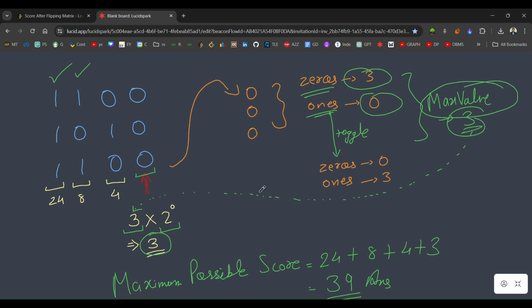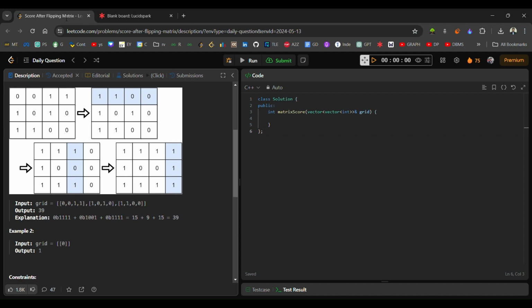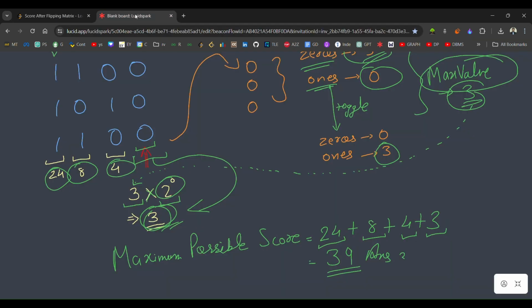3. So 3 into 2 raised to power 0 will give 3. Why am I taking this maximum? See, after toggling, ones will become these 3, right? So I'm just getting the maximum value and then multiplying it with 2 raised to power 0. So this column will be giving the summation that is 3, right? Now let's add all these values and get the answer. That is 24 plus 8 plus 4 plus 3. This will give 39 and this 39 will be your answer, right? See, 39 is there.